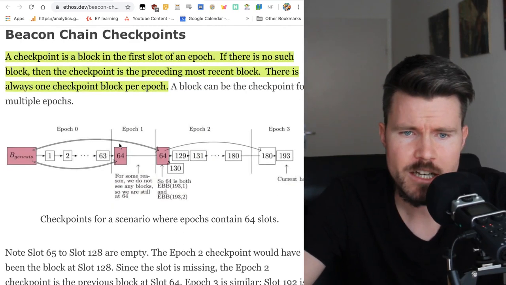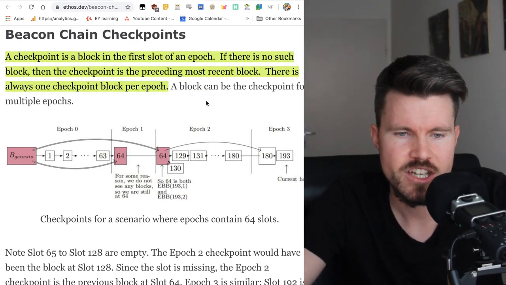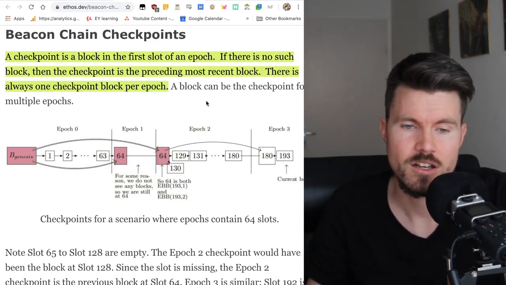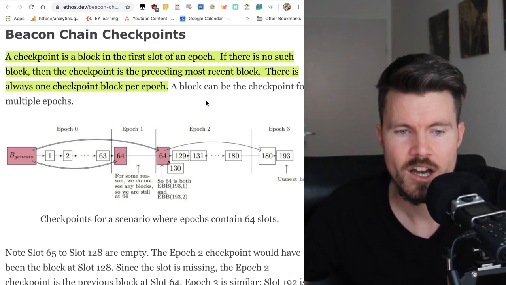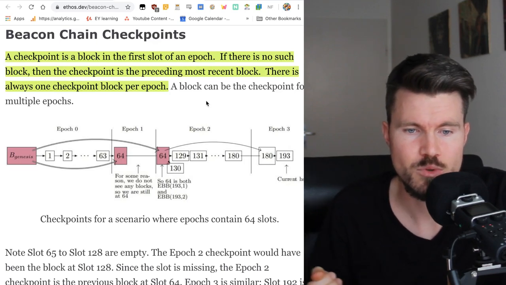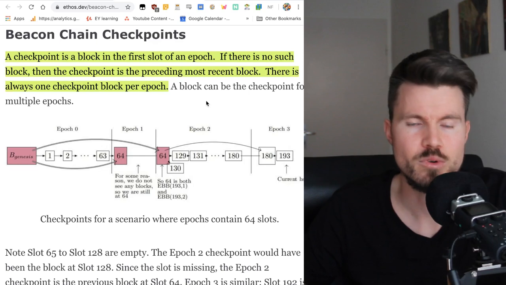Now, checkpoints are also very important, and how they work can change depending on whether there are blocks in all the slots of an epoch. However, if the slots are empty, it's possible that a checkpoint can validate multiple epochs.